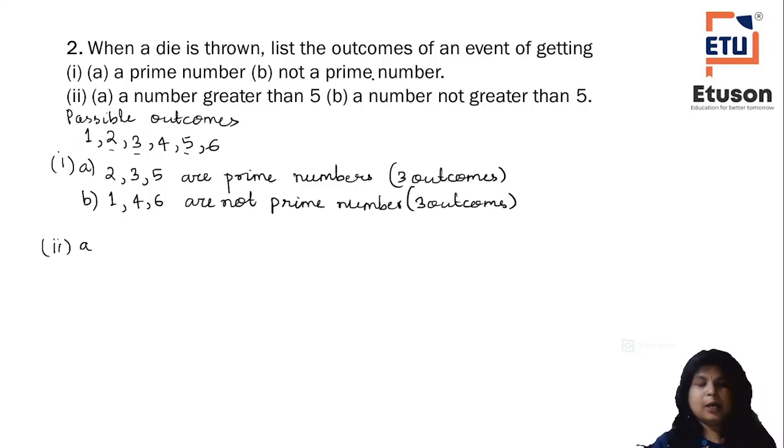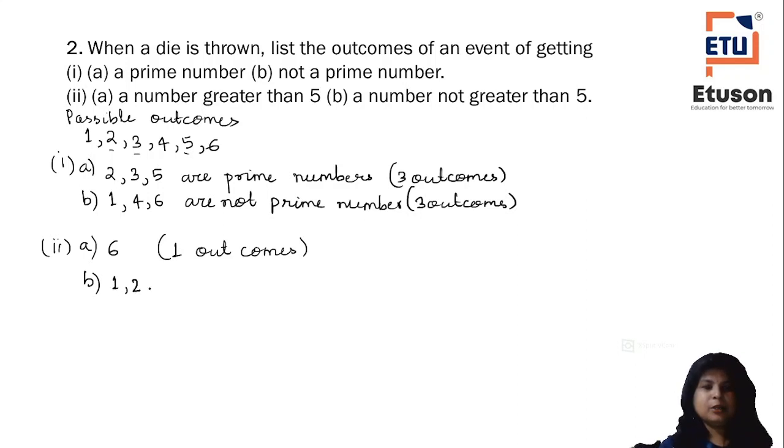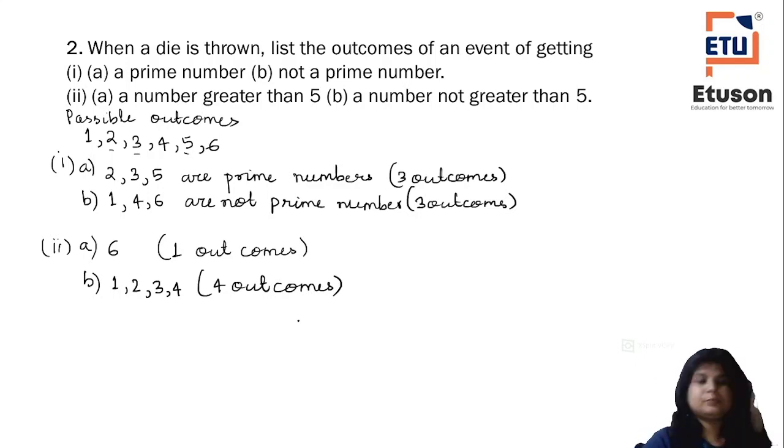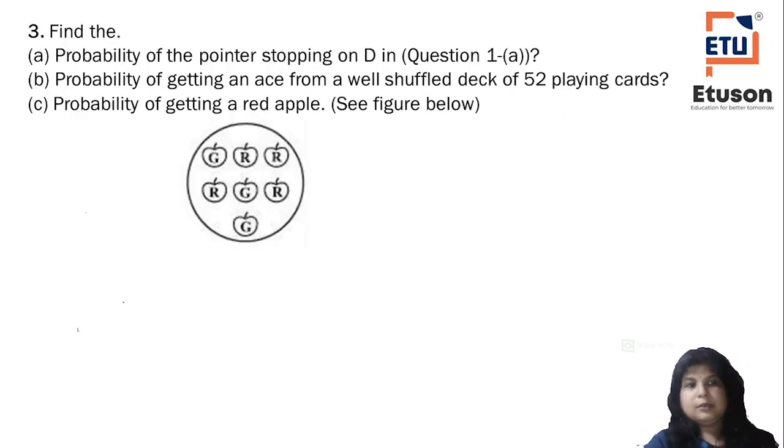Bit 2 also you have two sub bits. So bit a, a number greater than 5. So how many numbers are greater than 5? You have only 6. So how many outcomes? So 1 outcome, a number greater than 5. A number not greater than 5. So how many numbers are there which are not greater than 5? So 1, 2, 3 and 4. So how many outcomes will you get for this event? That is 4 outcomes. Correct or not? This is very easy, right? So now let us go to the third bit.